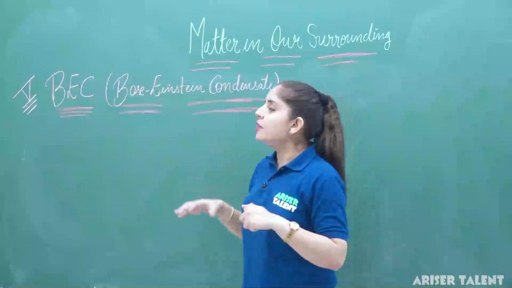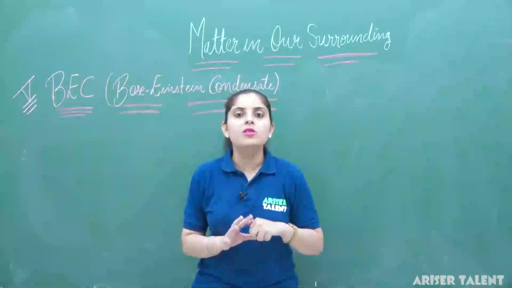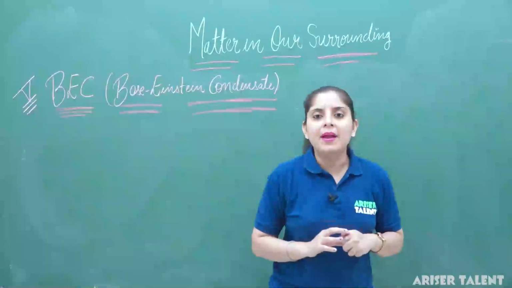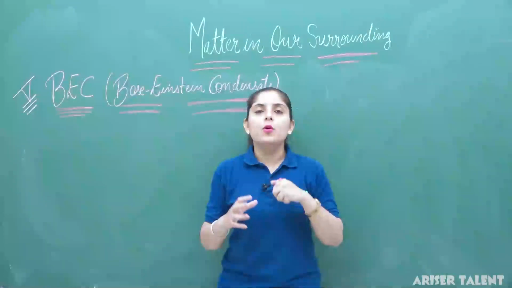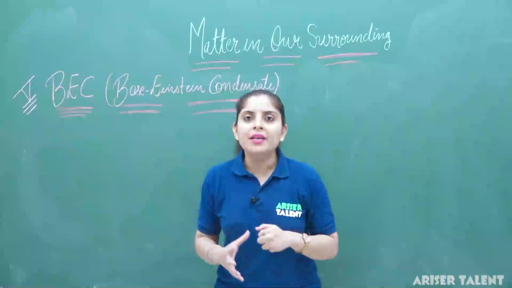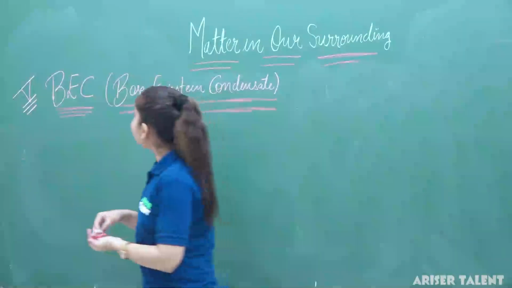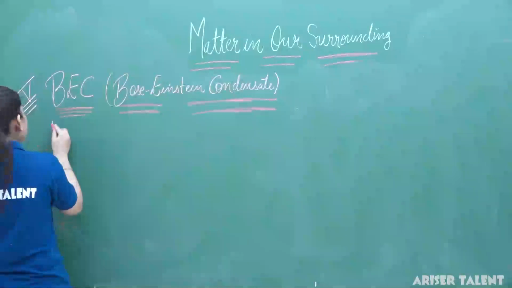Now the credit for the development of the fifth state of matter goes to Satyendranath Bose and Albert Einstein, because these two worked on the fifth state of matter, and basically this type of matter is important from the quantum physics point of view. It means these are actually quantum particles. So the first point regarding Bose-Einstein condensate is that it is known as the fifth state of matter.